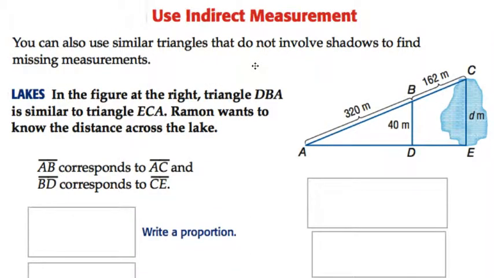Here's another indirect measurement, using similar triangles. So we have a lake right here, and triangle DBA, which is the smaller one right here, is similar to triangle ECA, the bigger triangle. And we want to know what is the distance across the lake from E to C, and we're going to call that distance little d, and M is just for meters. So we're going to use similar triangles to figure that out.